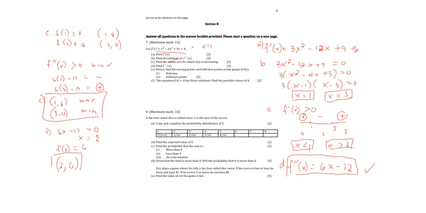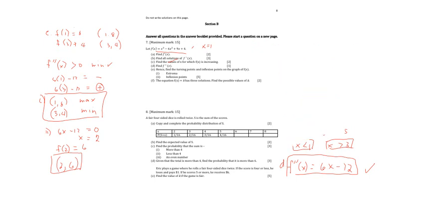That's for part 2. Now for the next part, let me erase this to give some room for the equation. I have the equation f of x equals k has 3 solutions. Find the possible values of k. It has 3 solutions, but we're looking for the values of k.